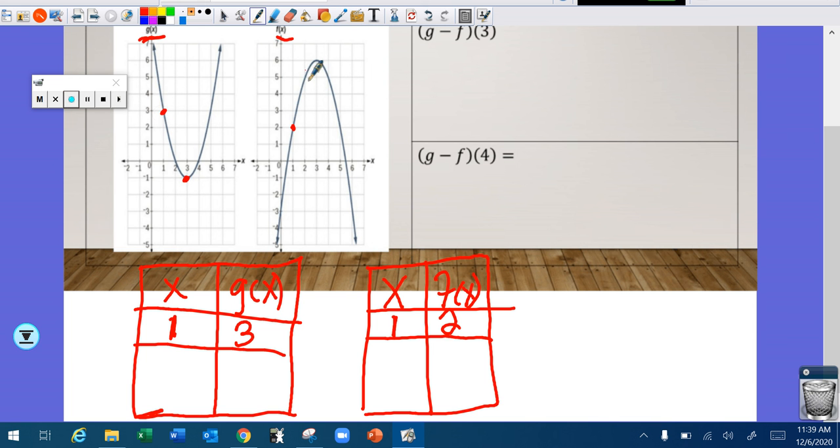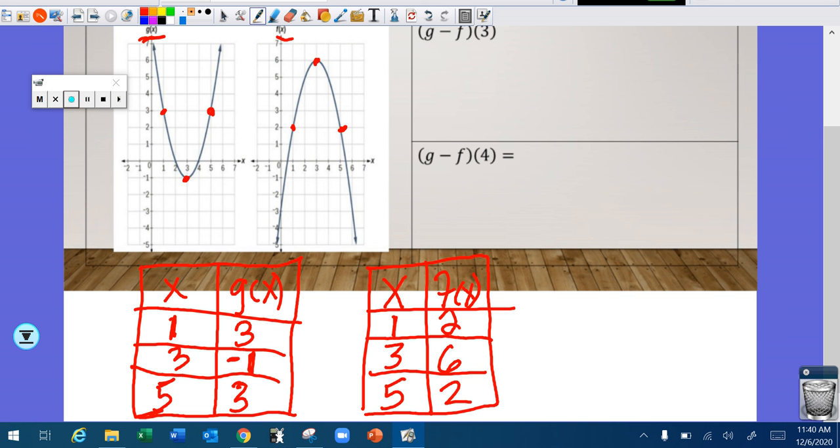So if I do 3 for both graphs, there's going to be -1 for g of x. And then if I do 3 for f of x, I get 6. And then I'm going to go here. Looks like we're at 5. They both have a value at 5. So 5, I get 3. And over here, 5, we get 2.